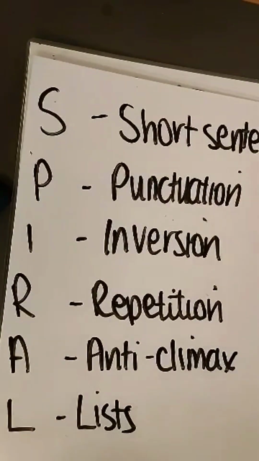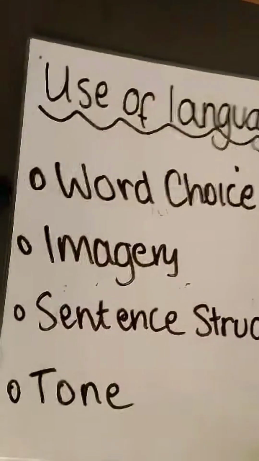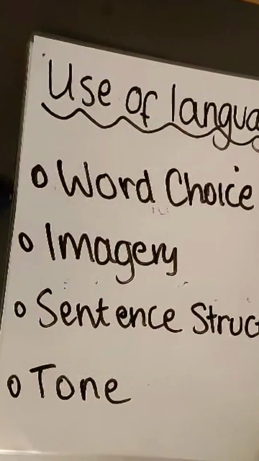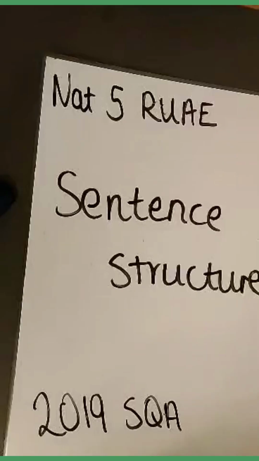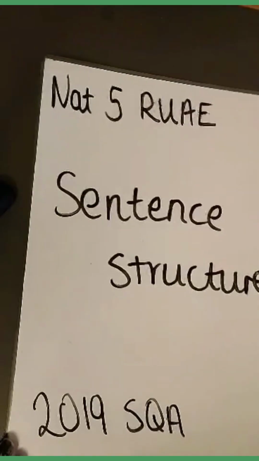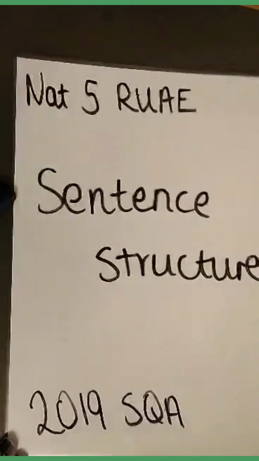And as always, a little reminder that you're unlikely to be asked specifically about sentence structure. You're much more likely to be asked about use of language, in which case sentence structure is just one of the 4 things you could be looking for, along with word choice, imagery, and tone. Okay, so let's give one of these questions a go.